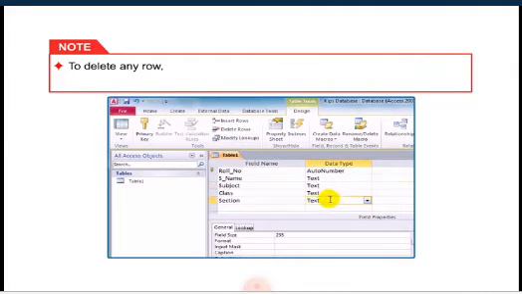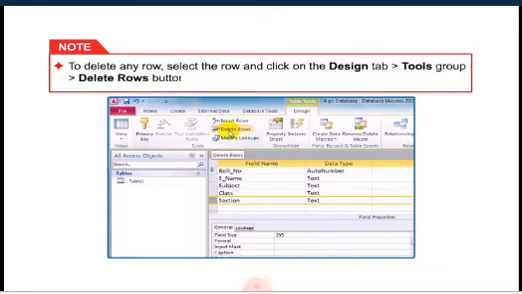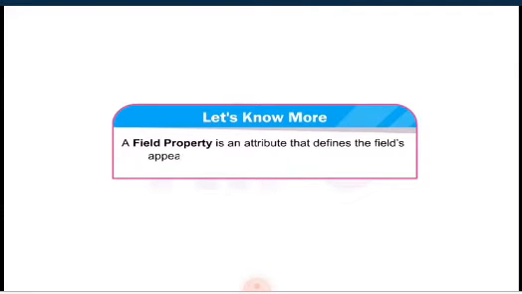To delete any row, select the row and click on the Design tab. Then go to the Tools group. Then go to the Delete Rows button. Okay, students, note that a field property is an attribute that defines the field's appearance or behavior within a database.